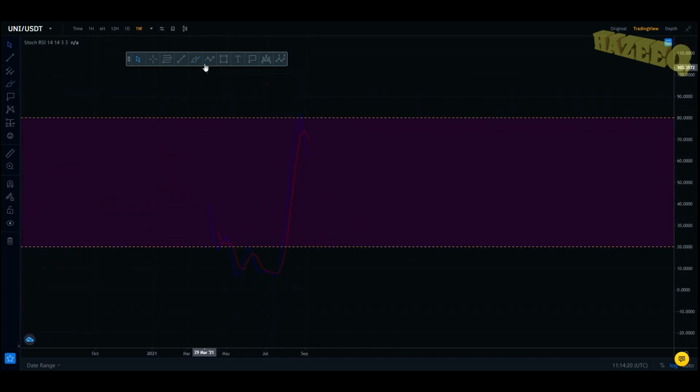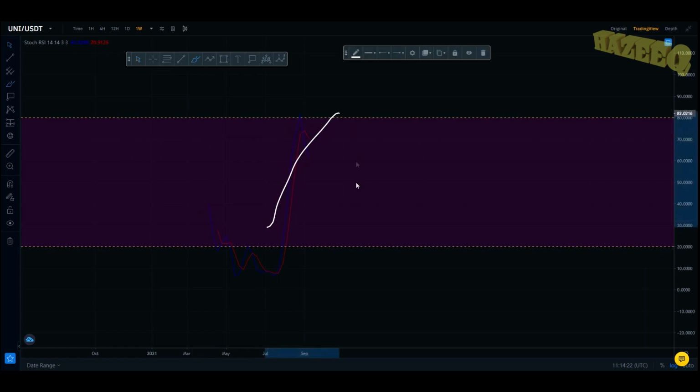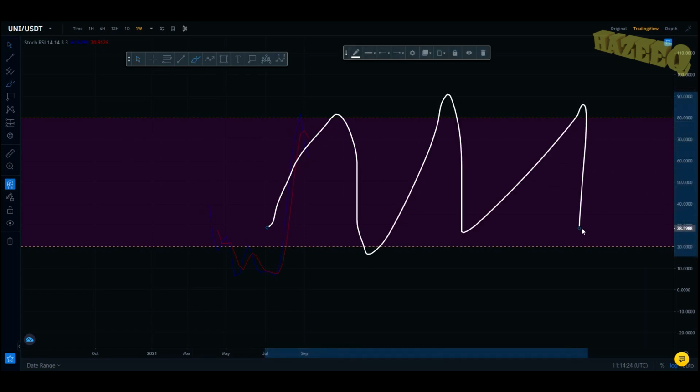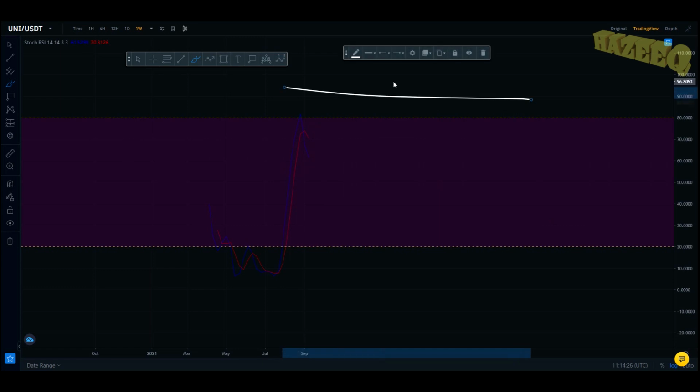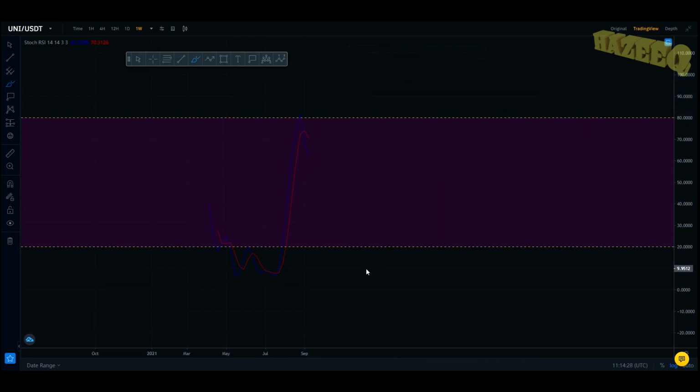Looking at the Stochastic RSI, so the Stochastic RSI goes in waves like this, okay? And when you're over here, you sell, okay? When you're over here, you buy. That's as simple as I can break it down for you.